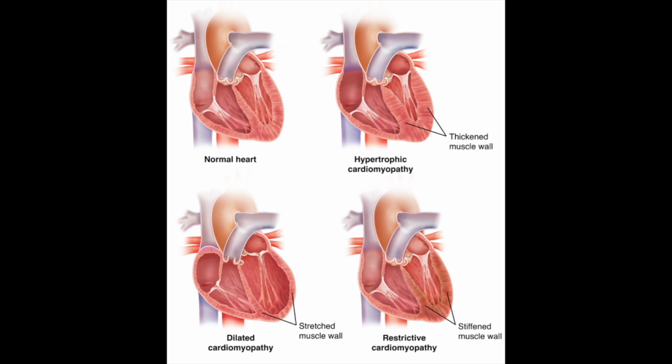A key finding can be an S3 gallop. It's an extra heart sound. Sounds a bit like Kentucky. It represents blood rushing rapidly into that already dilated ventricle. You might also feel the point of maximal impulse, the PMI, shifted further to the left than usual because the heart's enlarged. You might hear murmurs if the valves are leaky, and signs of fluid overload like crackles in the lungs or that peripheral edema and JVD.